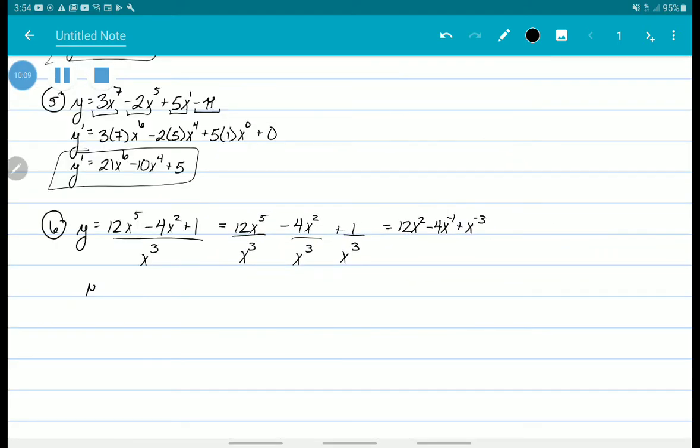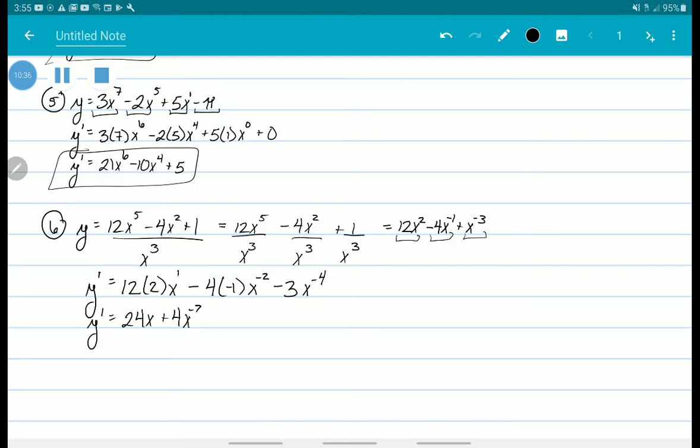So now if we take the derivative, we're going to keep the 12, bring the exponent down, subtract 1 from the exponent, keep the negative 4, bring the exponent down, subtract 1 from the exponent, and then take the derivative of that last term, bring the exponent down, subtract 1 from the exponent, and then clean it up. So we're going to have 24x plus 4x to the negative 2 minus 3x to the negative 4. So there's our final answer.